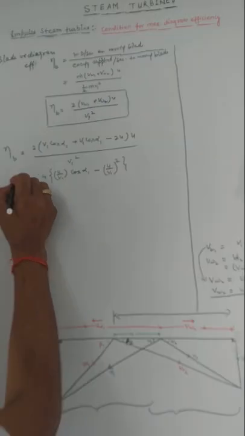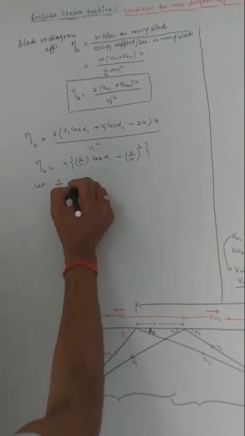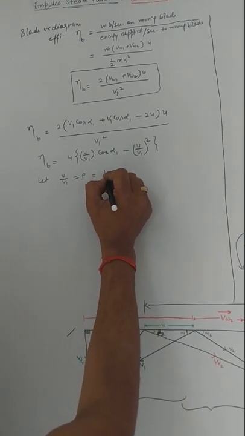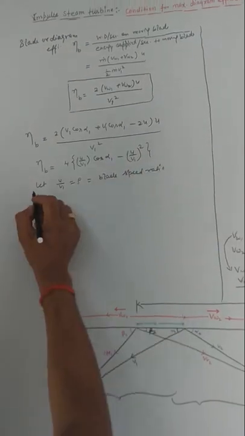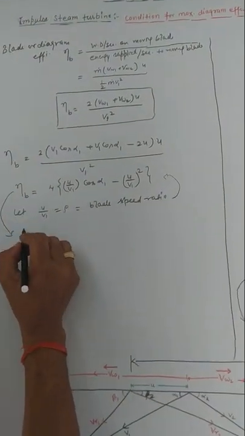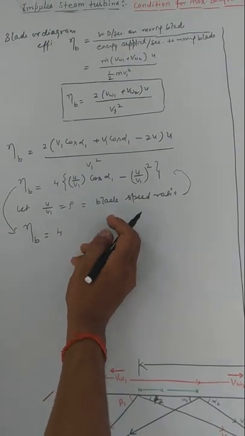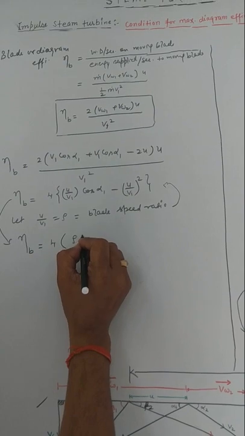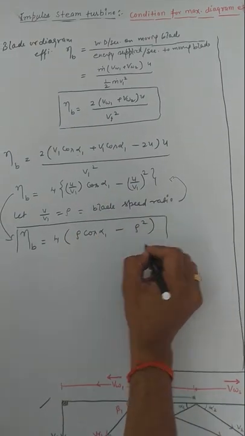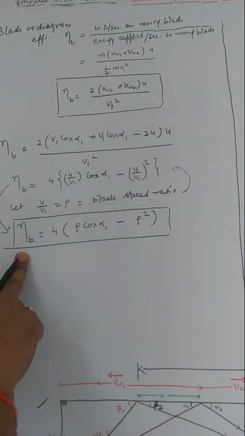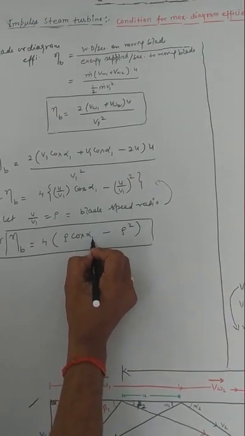Okay, this is eta b. Now we consider that u by V1 is equal to rho. Rho is actually the blade speed ratio. Now we can write efficiency eta b in terms of this rho: 4 times rho (cos alpha 1 minus rho) square. Now we have blade efficiency or diagram efficiency in terms of the nozzle angle alpha 1 and blade speed ratio u by V1.